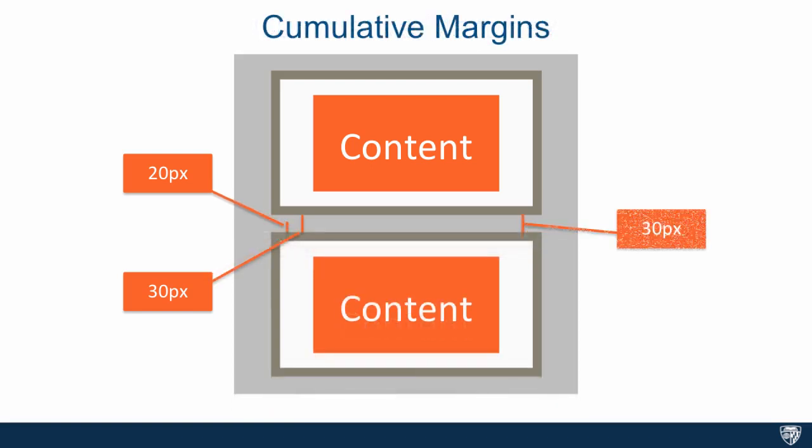Well, the answer is it won't be. The answer is the margins collapse and the larger margin wins. So the actual distance between the border of one element and the border of another element will be, in this case, 30 pixels, meaning the larger margin will win and the other one will just collapse. Let's take a look at an example inside our code editor.